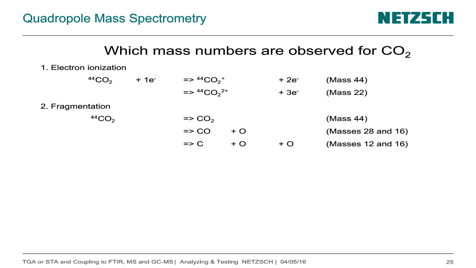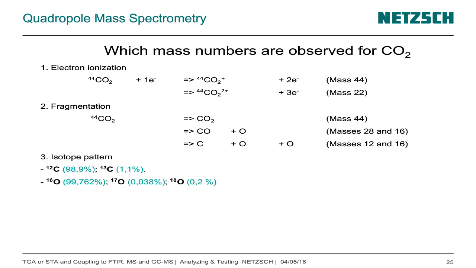But you also have fragmentation. And here I didn't put the charge on it, because the charge could be on different molecules. So with fragmentation you have carbon monoxide, which has mass number 28, and the O with mass number 16. And you can also make the fragmentation that you see the mass number 12. So this is all possible. But what we shouldn't forget is that we also have isotopes.